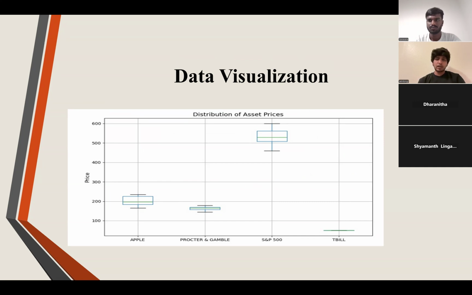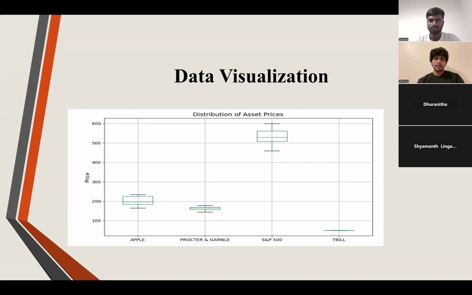The line graphs show historical price movements of the assets like Apple, Procter and Gamble, and S&P 500 tables. The frequency plots highlight the distribution of returns over the year, helping to identify trends like consistency or volatility. The correlation heat maps reveal relationships between assets to assist in diversification decisions.